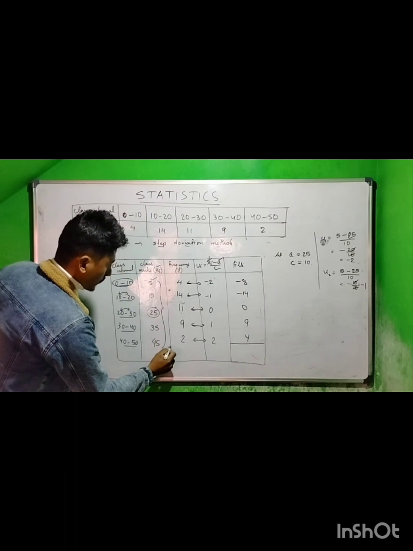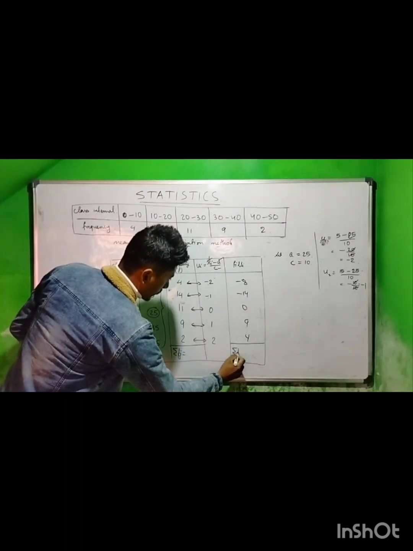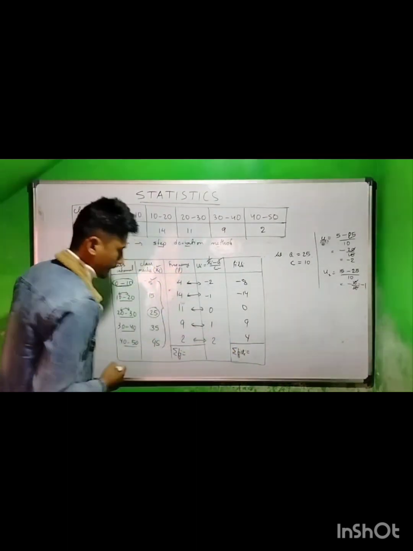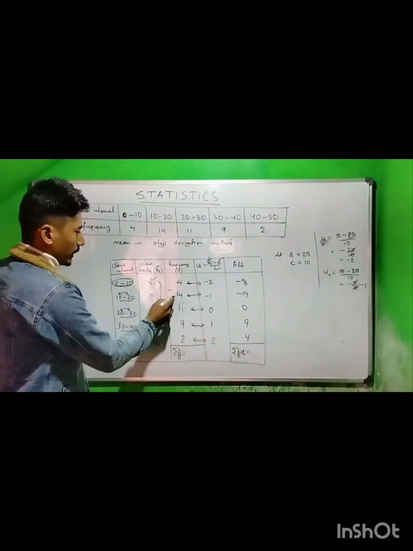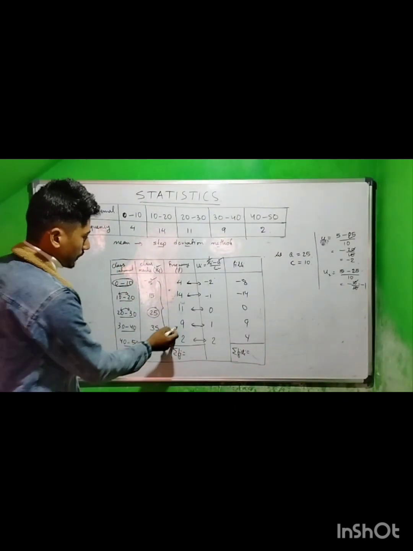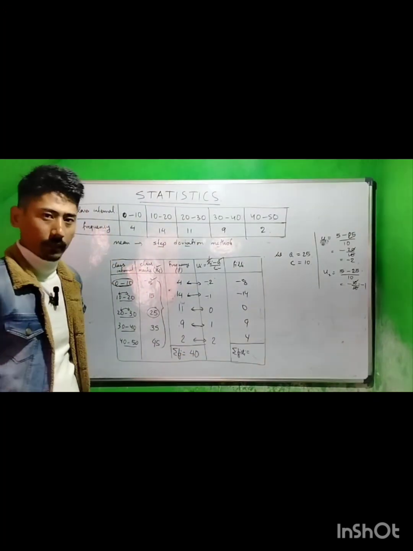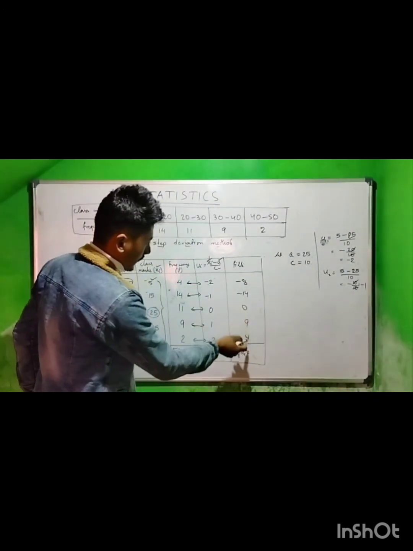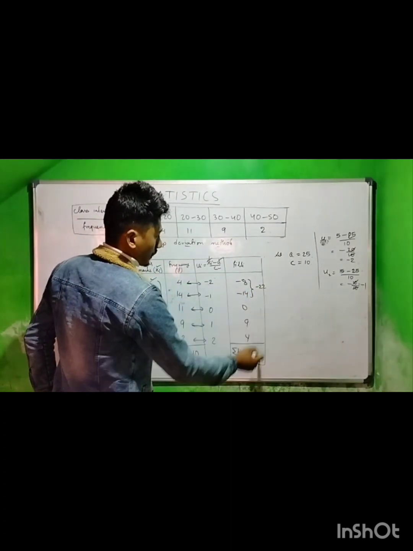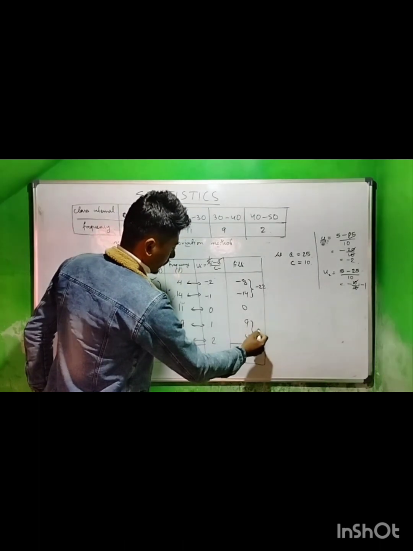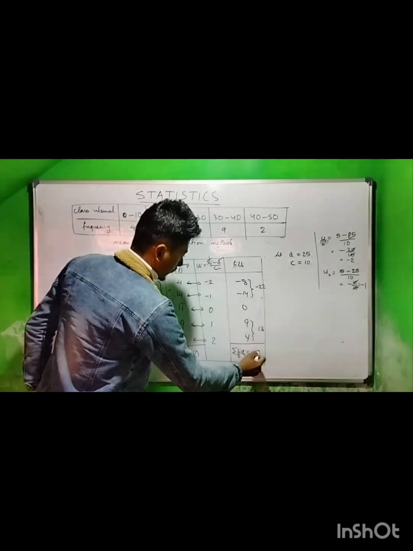Now it's time to find the summation of fi and the summation of fi ui. Let's add them. 4 plus 14, 18, 18 plus 11, 29, plus 9, 38, plus 2, it is 40. Alright, now let's add these. These two are negative, so we can write minus 22. These two are positive, we can write positive 13. So if we subtract them, I'll get minus 9.